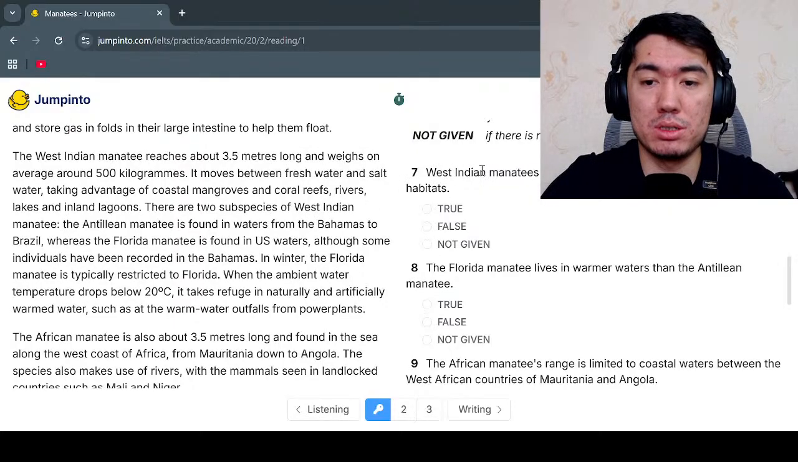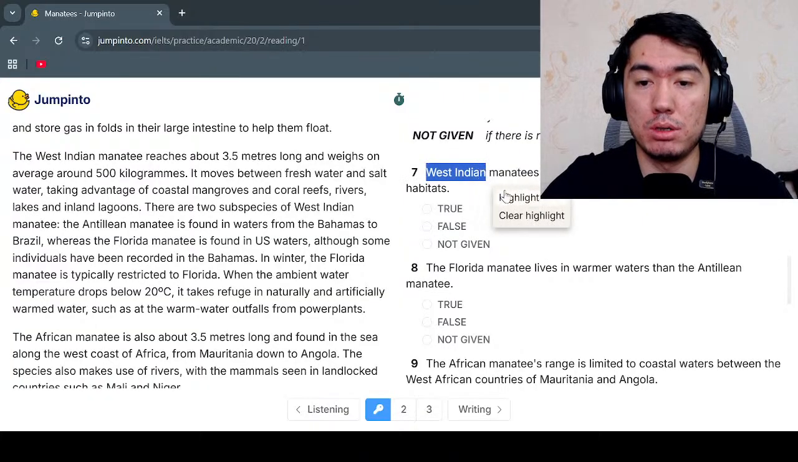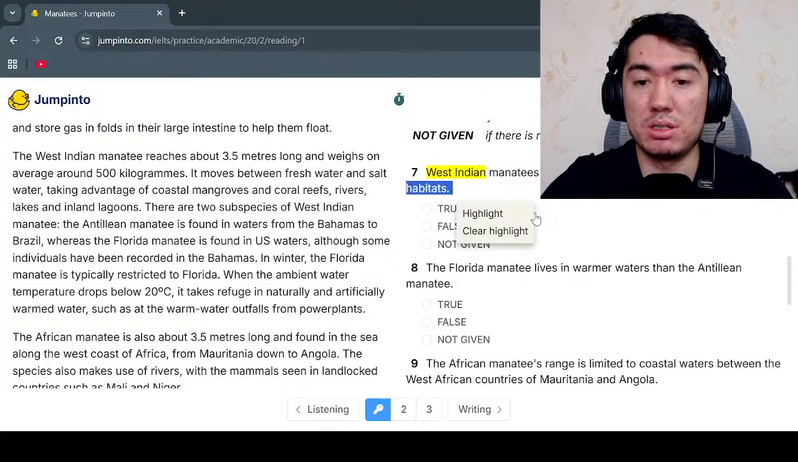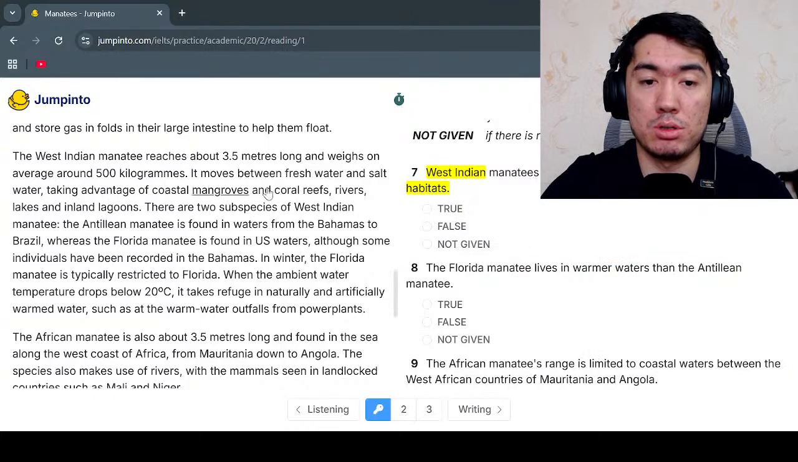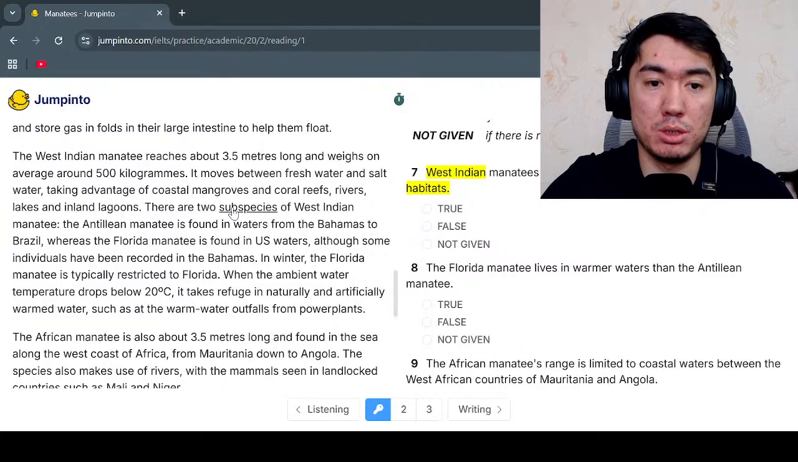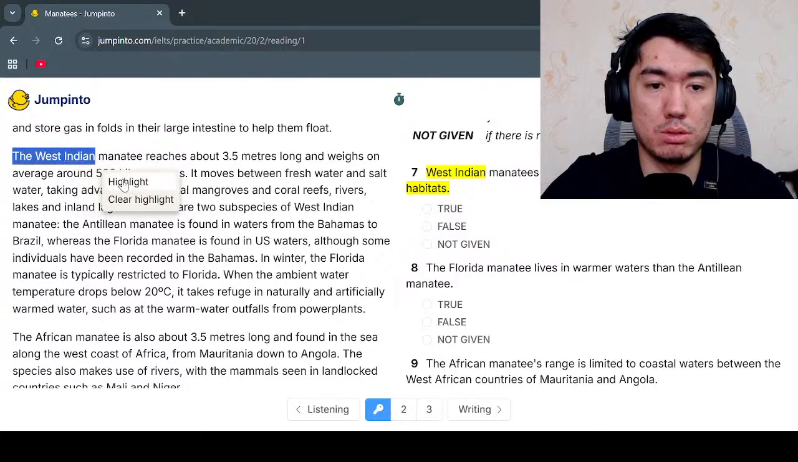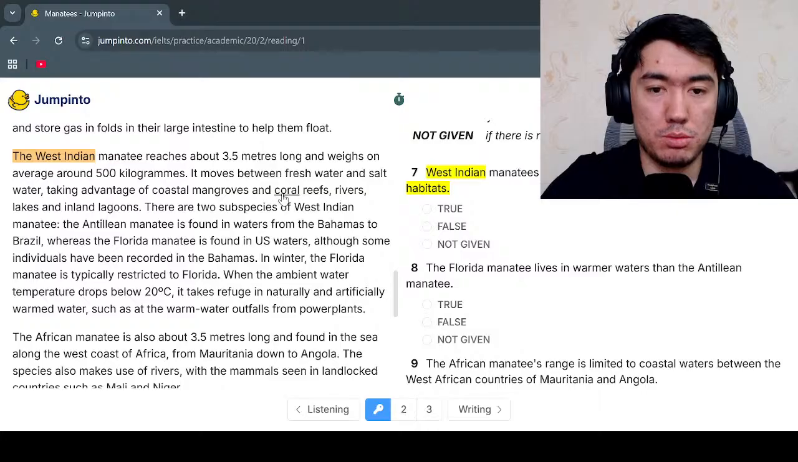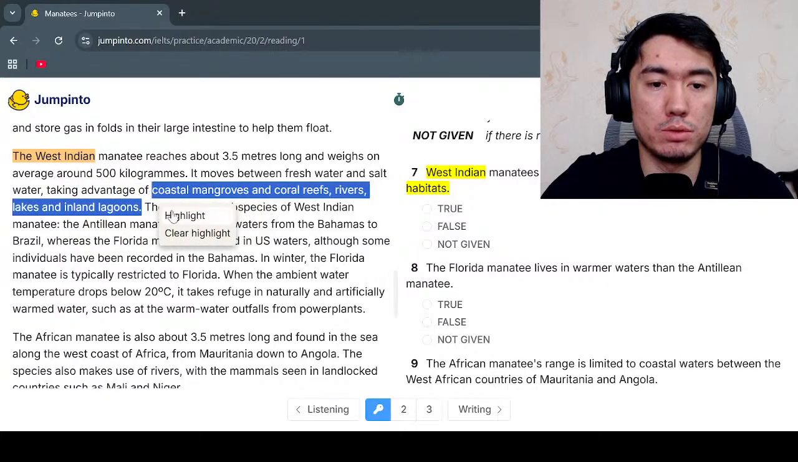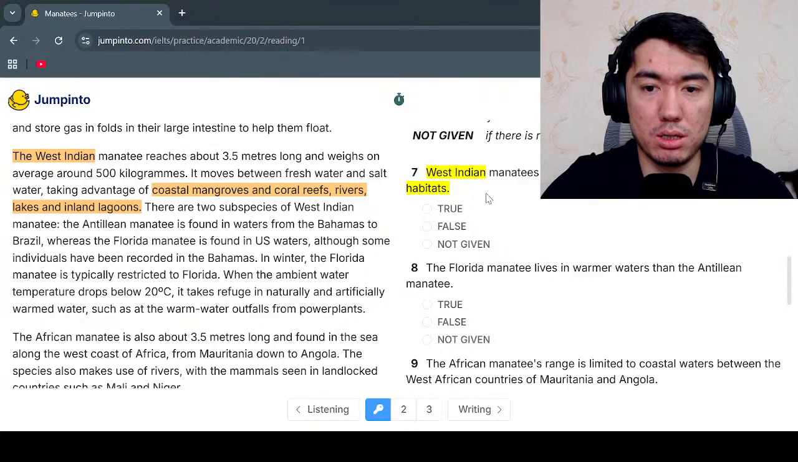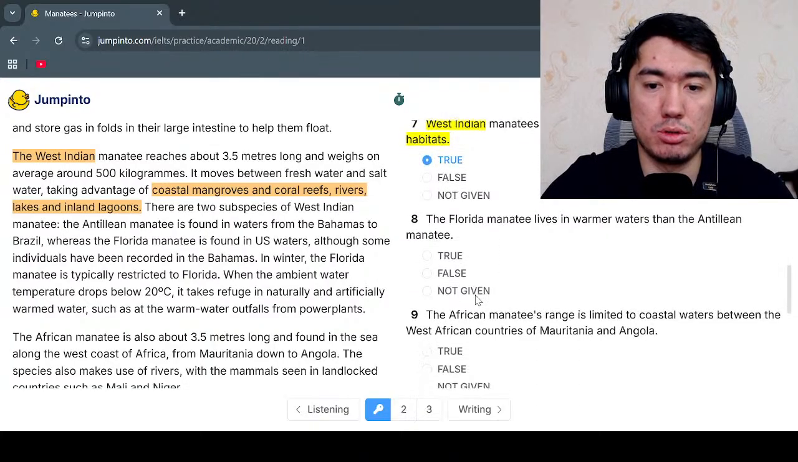The West Indian manatees can be found in a variety of different aquatic habitats. Location keyword. Do they live in different habitats? Is the question for which I'm going to be looking for an answer. So there's the location keyword. It moves between freshwater and saltwater, taking advantage of coastal mangroves and coral reefs, rivers, lakes, and inland lagoons. All of these are different aquatic habitats, so it's true, right?